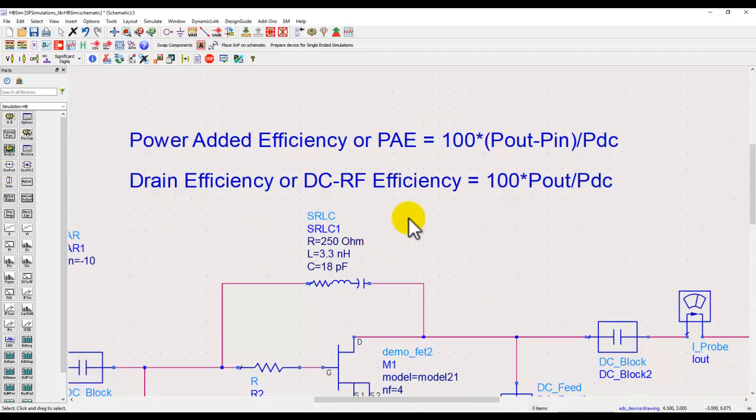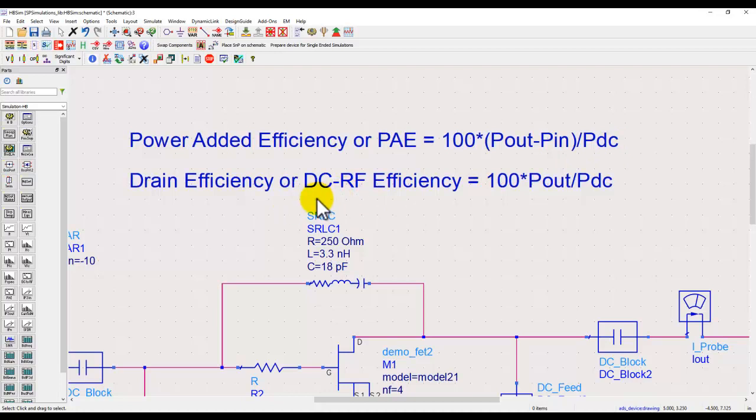More commonly, there are two types of efficiencies which amplifier designers usually refer to. The more accurate one, which is used widely across the designer community, is power added efficiency, and that's given by this formula. That means we need to compute the output power minus the input power, which essentially means gain, and divide by PDC, the DC power consumed in our amplifier, and multiply by 100, and you get a percentage efficiency.